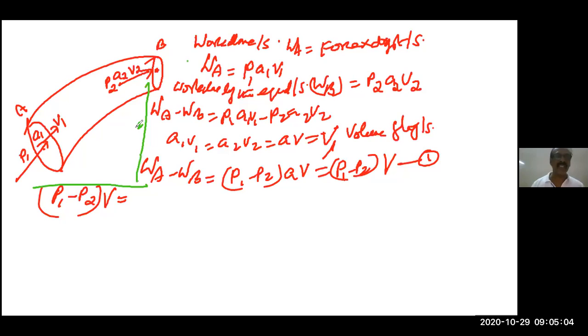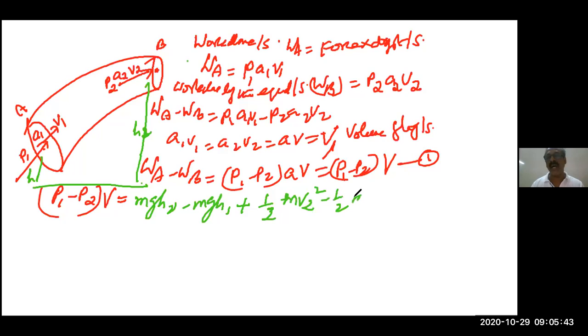From the surface, if you're taking this height H2 and this height H1, okay? H2 and H1. So we can write here (P1 minus P2) into V. That means the work done, the change in work done between A and B, is equal to the change in potential energy, with final potential energy mgH2 minus mgH1, plus the change in kinetic energy. Final kinetic energy is half m V2 squared minus half m V1 squared, because the mass flowing is the same everywhere.